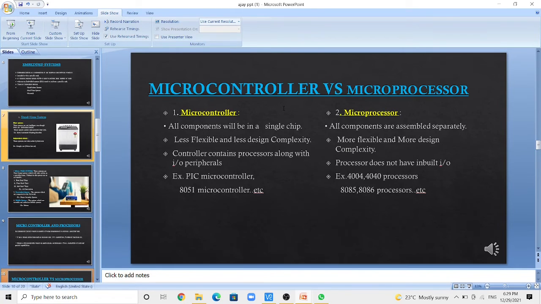So, microcontroller. Before 5 minutes, I will tell you. I can explain after 5 minutes what is a microprocessor and microcontroller. This is the time to discuss what is a controller and what is a processor. Okay?